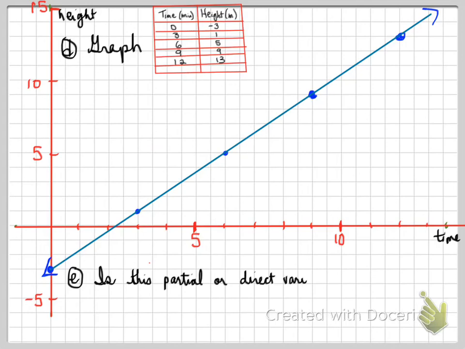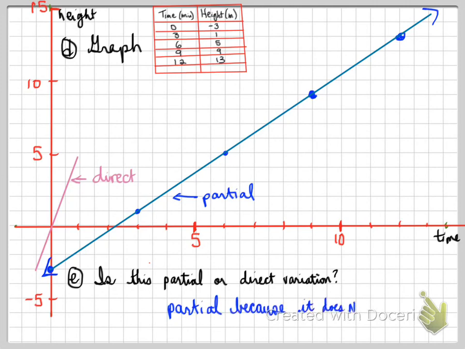Is this a partial or direct variation? So the question is, which one is this line, a partial or direct variation? Well, let's recap. A direct variation goes through the point 0, 0. So this pink line is a direct variation. That means the blue line must be, that's right, a partial variation.